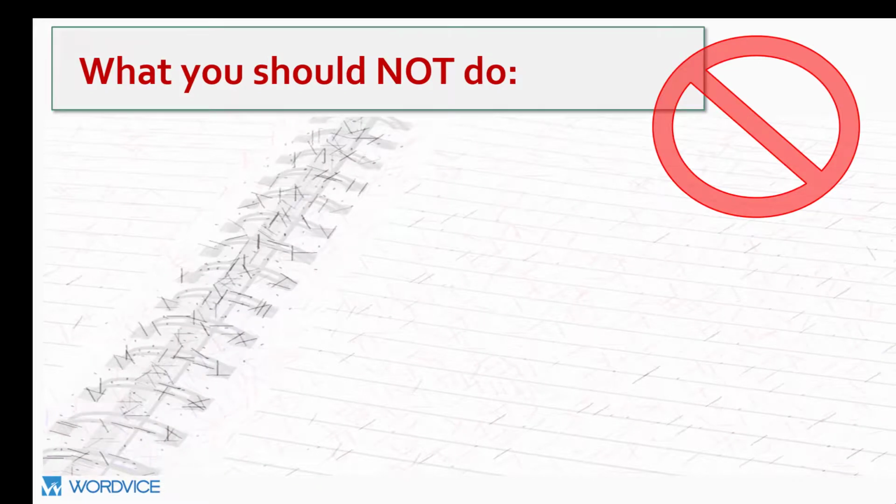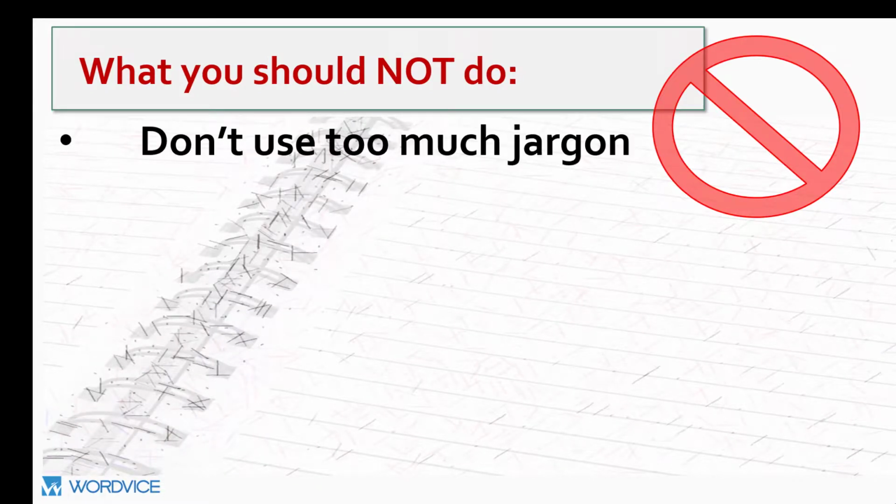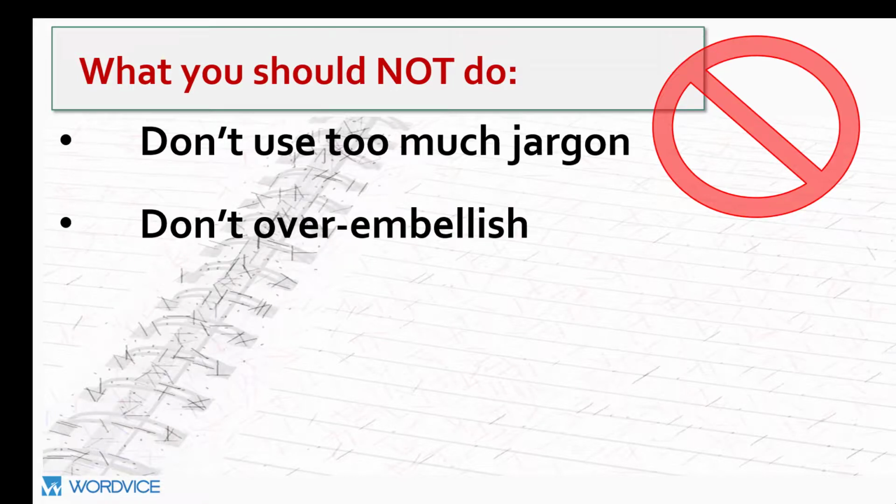Here are some things you should avoid when writing your cover letter. Don't use too much jargon or include too many acronyms. Be sure not to over-embellish your findings or their significance. Avoid words such as novel, first ever, and paradigm change. These types of statements show bias and will make the editor question your ability to assess your work's merits objectively.